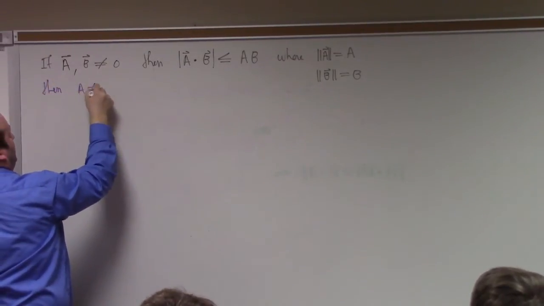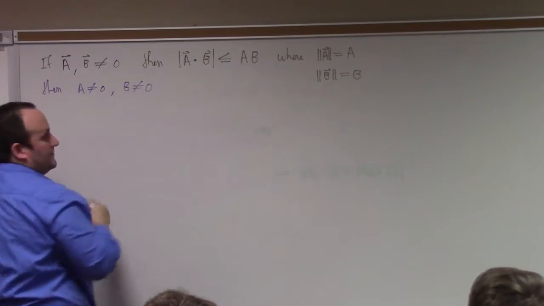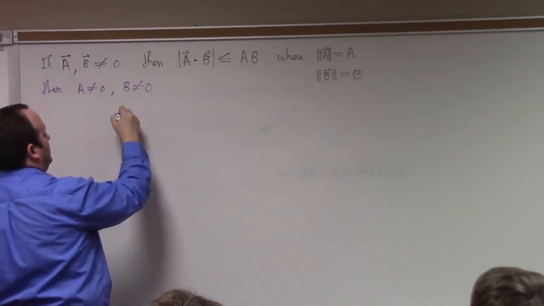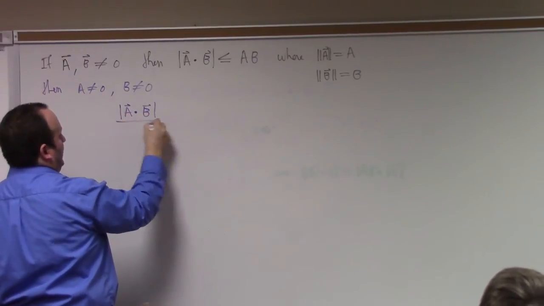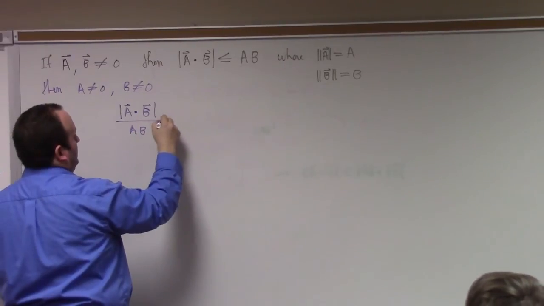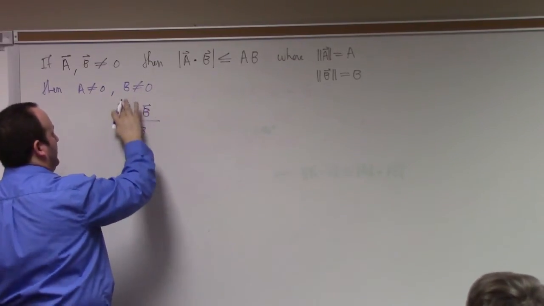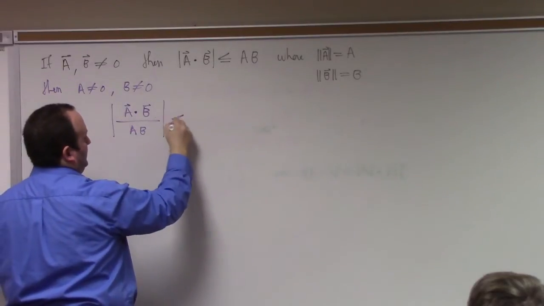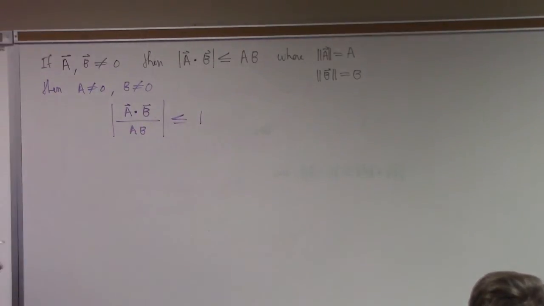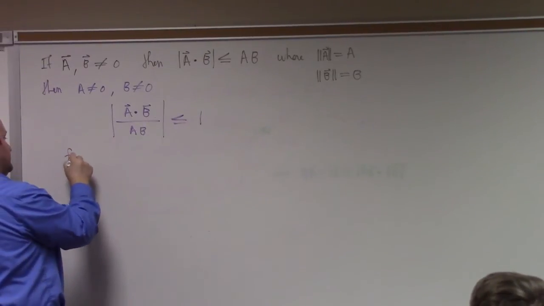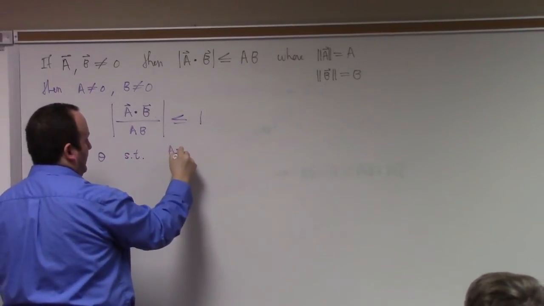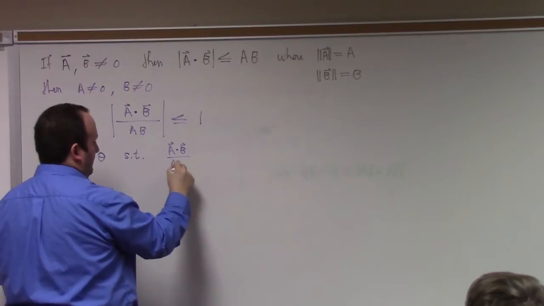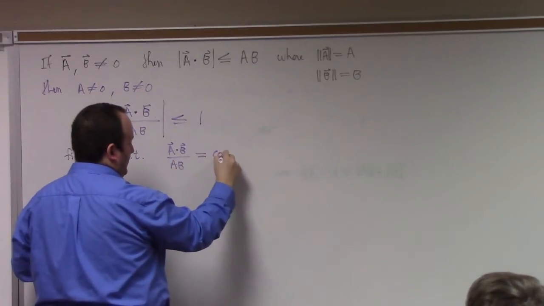A is not equal to 0, and B is not equal to 0, right? So that means that the absolute value of A dot B over the product of the norms of A and B, and we can put the absolute value bars around the whole thing because the norms of A and B are positive, is less than or equal to 1. So what that means is we can find a theta such that A dot B over AB is equal to cosine of theta.